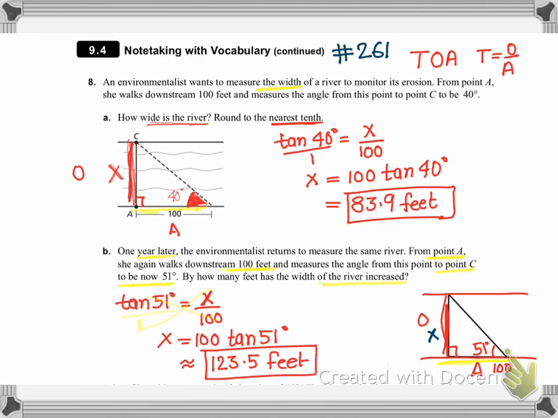That's your answer. I hope you get it. So let's move to the next problem, question number 9.